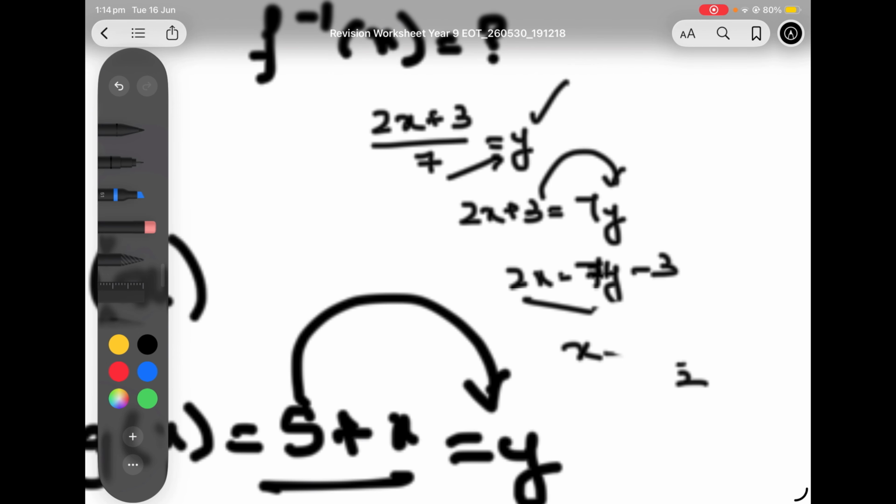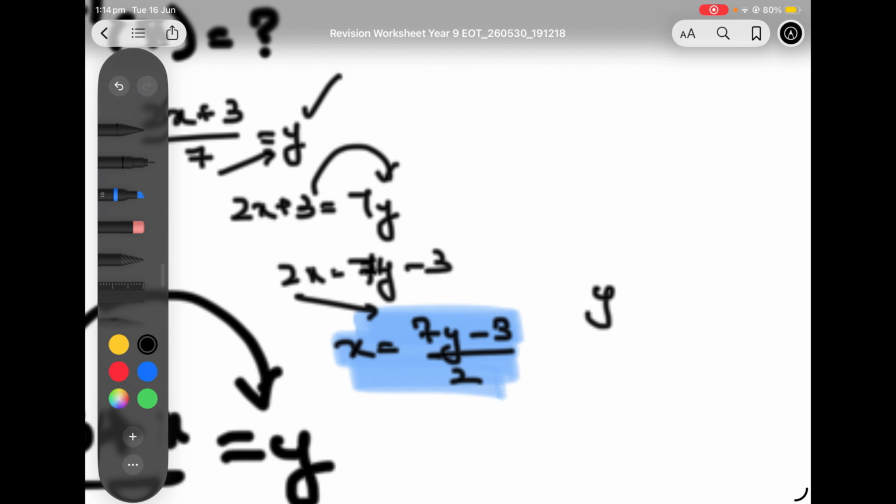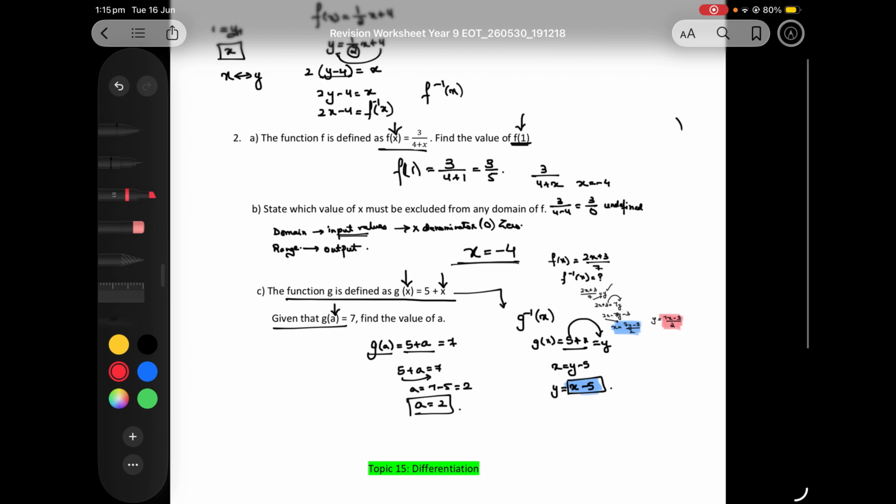This would be the inverse that you get, but still it is in y. You have to change the x and y, so it becomes y is equal to 7x minus 3 over 2, and hence this will be the final inverse answer that you would get. Okay, so this is how you do these questions on functions.